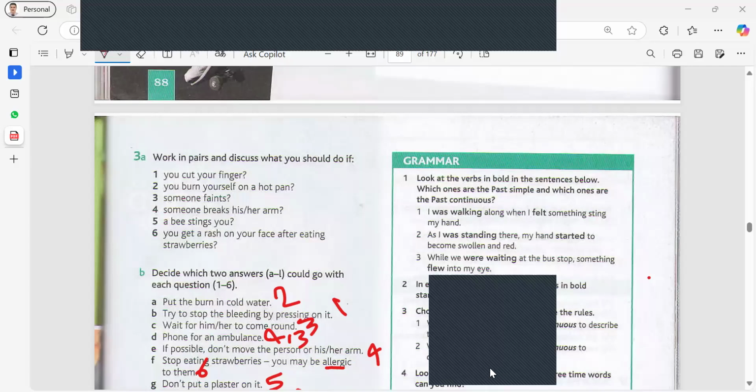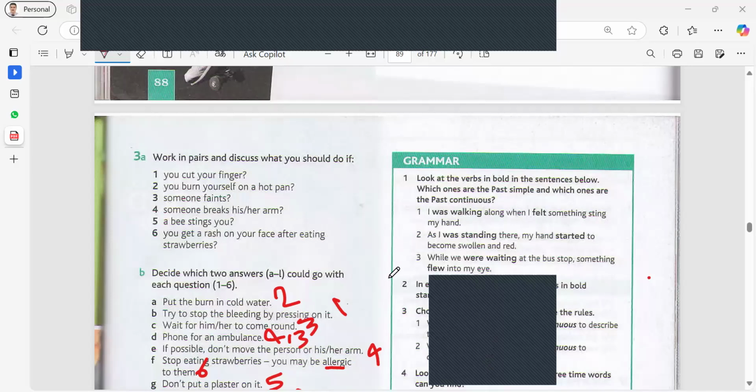Okay, next, last one. Number 6. If you get a rash after eating strawberries, it may mean you are allergic to them, so stop eating them and the rash should soon disappear. Don't put cream on it, but if it gets worse rapidly, you should speak to a doctor as soon as possible, as you might have a serious allergy.